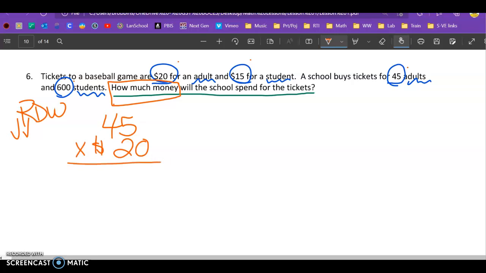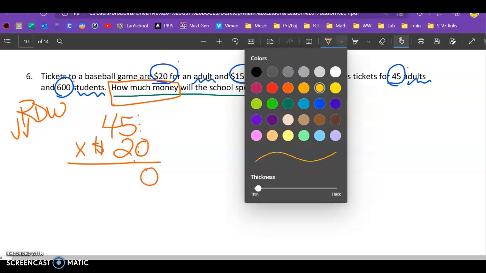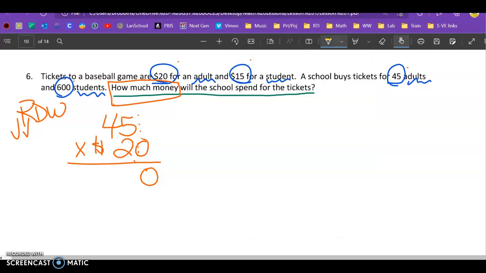Now the reason I offset it here is because I'm going to pretend to drop off that 0, when in essence I'm just going to bring them down here. Then I'm going to take the 2 and multiply 2 times 5, which is 10, 2 times 4, which is 8, plus 1, which is 9, so that I know $900 is for the adult tickets.